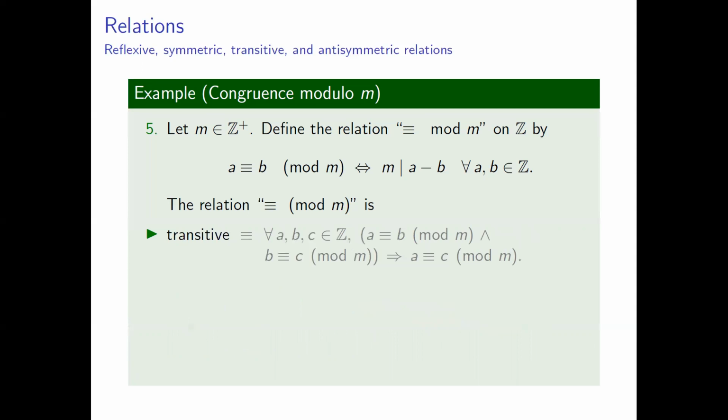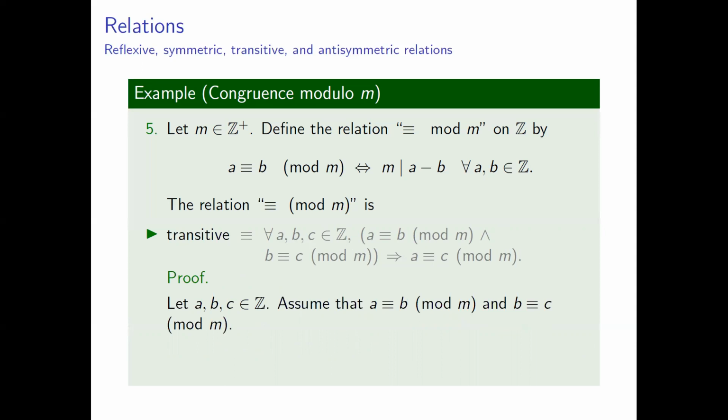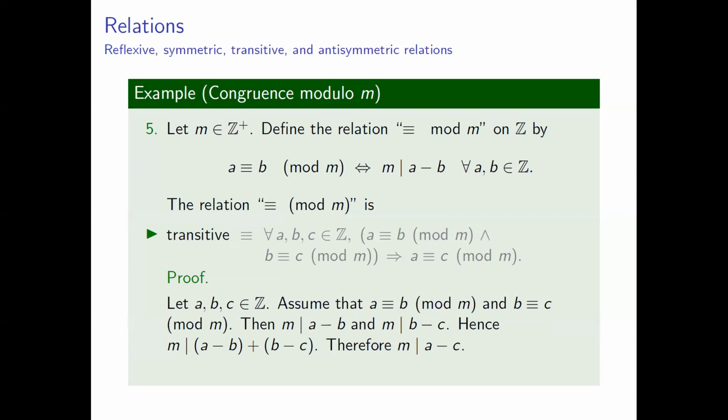The relation congruence modulo M is transitive. Indeed, let A, B, and C be arbitrary integers. Assume that A is congruent to B modulo M and B is congruent to C modulo M. Then M divides both A minus B and B minus C. Hence, M divides the sum (A minus B) plus (B minus C). Therefore, M divides A minus C. It follows that A is congruent to C modulo M.